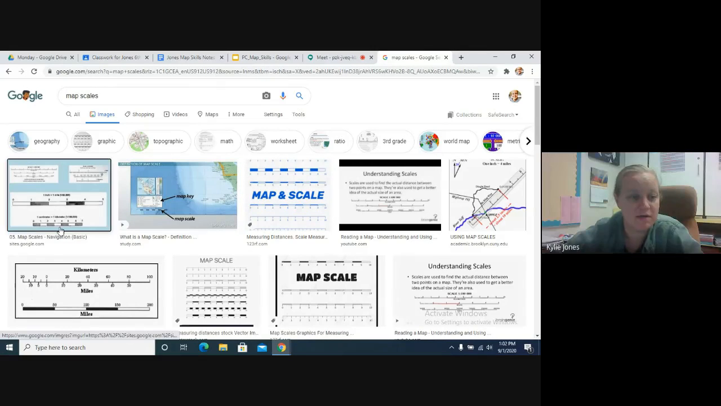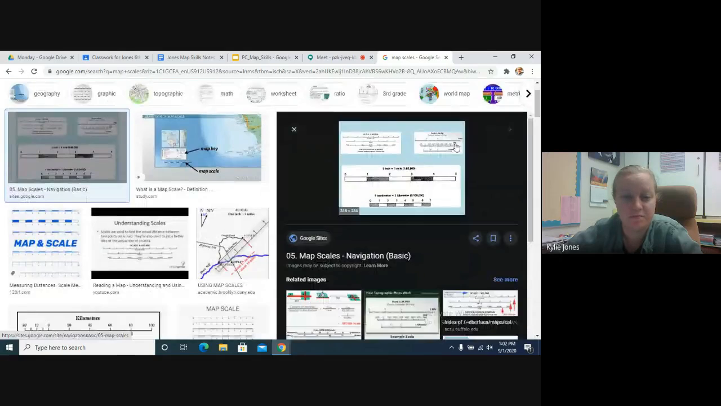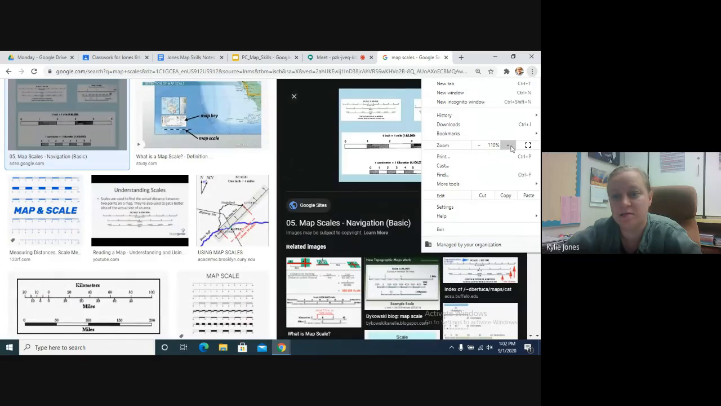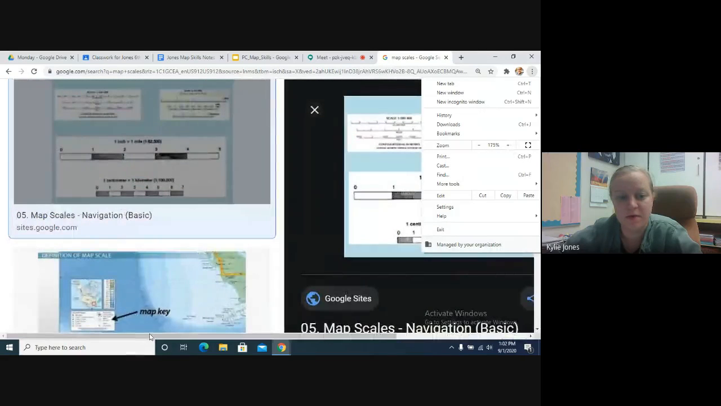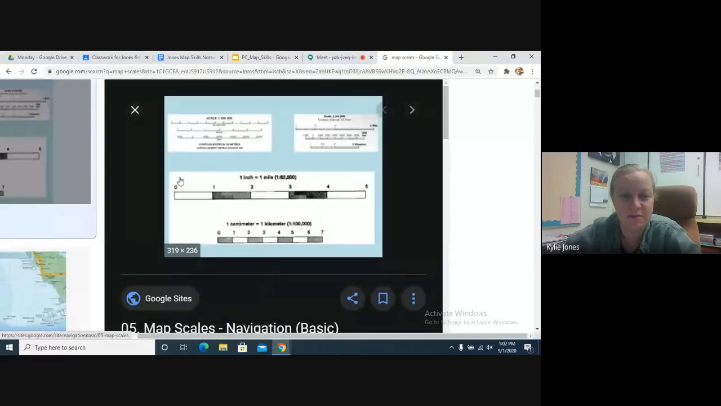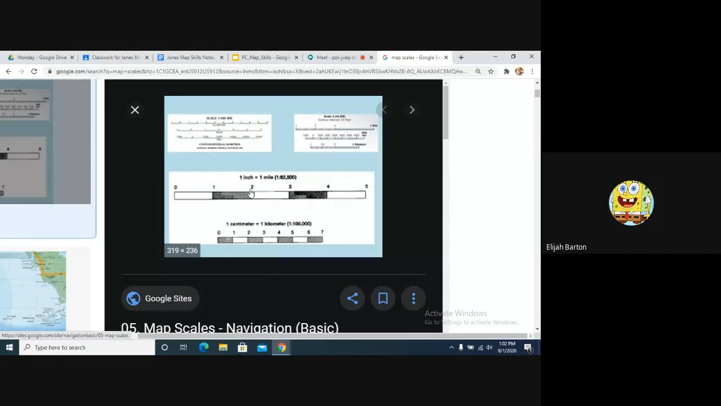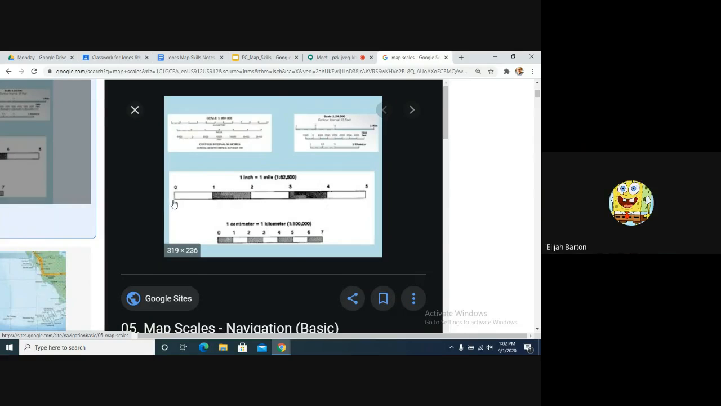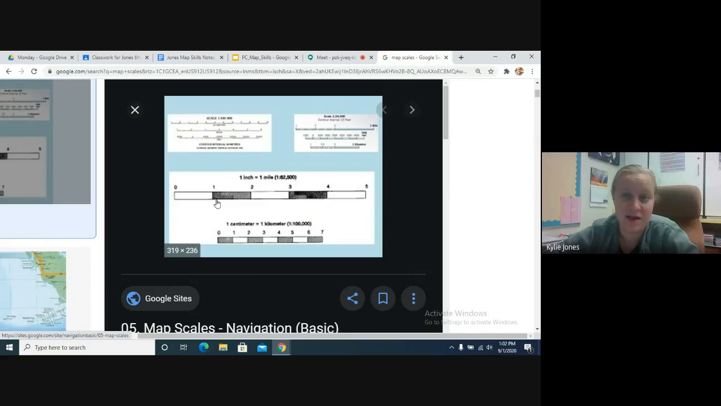Okay. So let's look at, let's see. Here we go. This is kind of as big as it's going to go. Okay, can you guys somewhat see that a little bit? If you're looking at my screen, it says right here 1 inch equals 1 mile. So for every inch that you move on the map, if you are actually measuring it with a ruler, every inch that you measure equals 1 mile in real life. So that's kind of what it means by a scale.